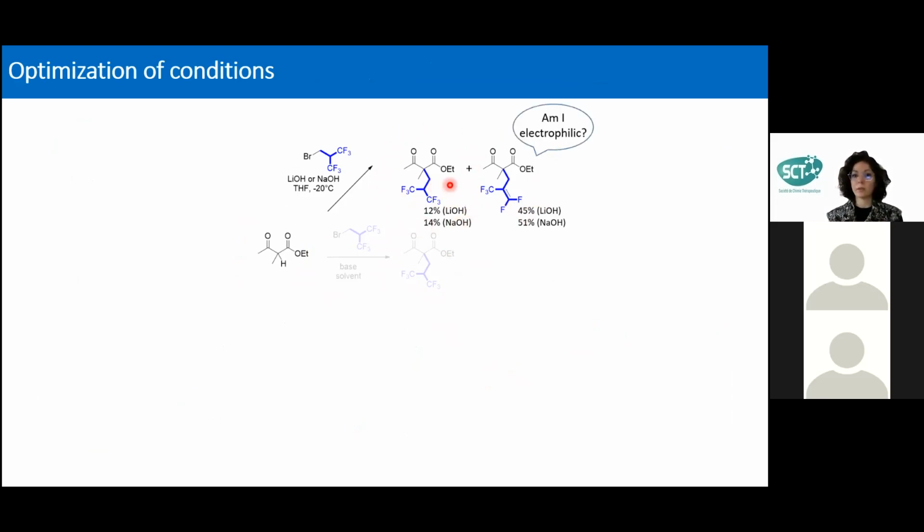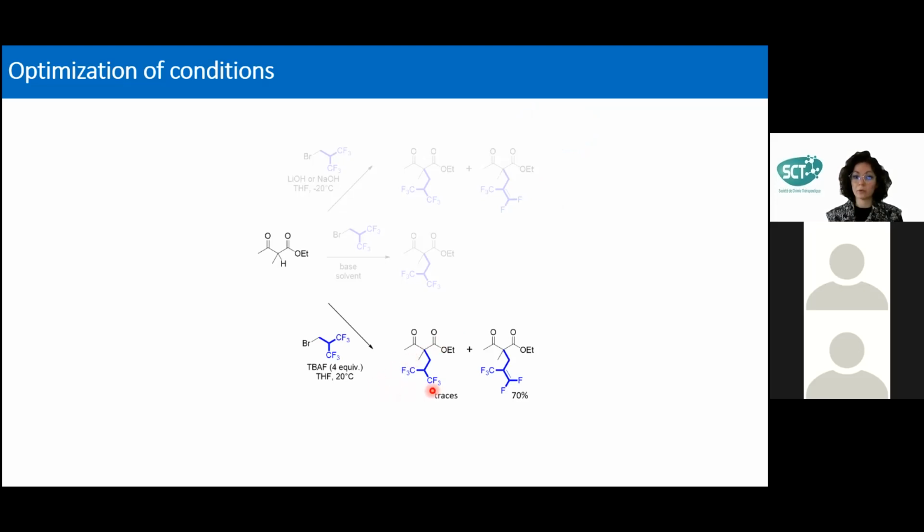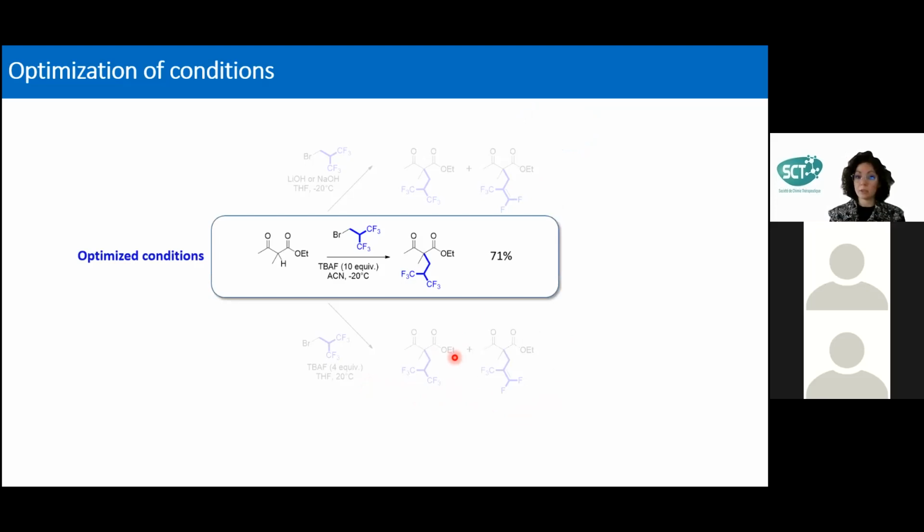At this point, we asked ourselves if these pentafluorinated compounds could be electrophilic enough to be fluorinated in the presence of a source of fluorine. We thought about using TBAF. Unfortunately, with 4 equivalents, we obtained this pentafluorinated compound again as the major product. But after optimization, we found that using a large excess of TBAF, 10 equivalents, allows us to obtain selectively this hexafluorinated and desired compound with a nice yield.